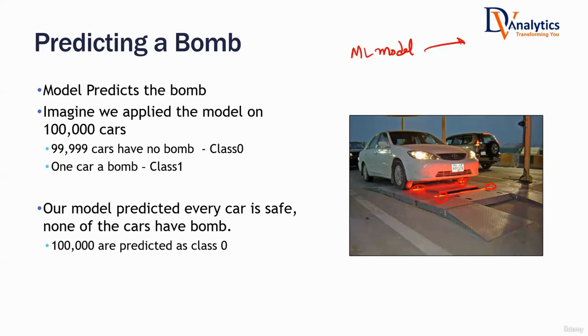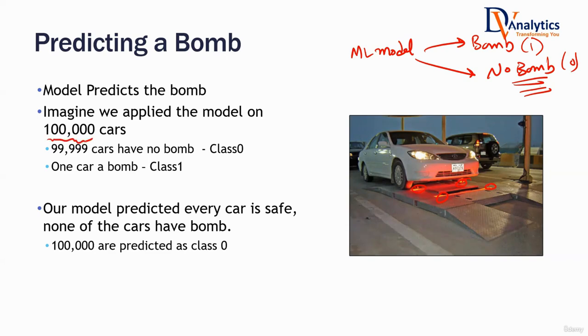This ML model will make a prediction whether there is a bomb in this car or whether there is no bomb in this car. That's what it has to predict. Now, these kind of models have to be highly accurate. Yes or no? They have to be as accurate as possible. Imagine a scenario. We have applied this model on 1 lakh cars. All of you try to understand this. We applied this model on 1 lakh cars.